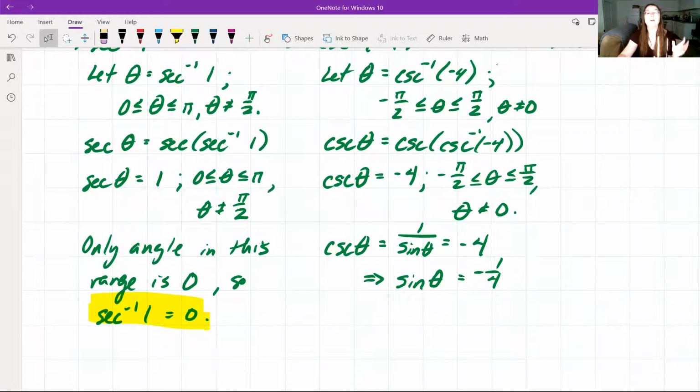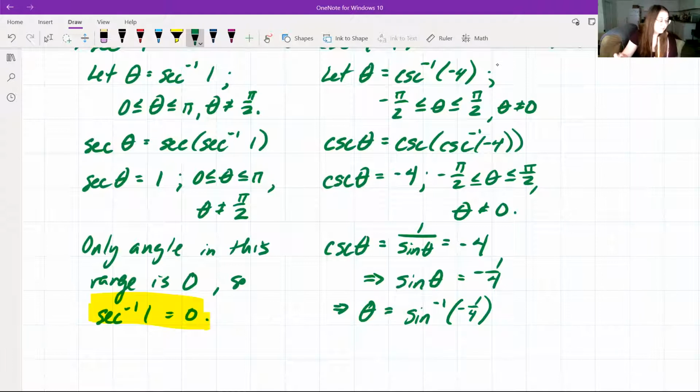So now that we have this, we want to backtrack a little bit because we want to find theta, remember? We don't know off the top of our heads, we don't have an easy, simple way to find out what values of sine of theta would give us -1 over 4. We're going to have to use a calculator. When we use our calculator, we have to input this as theta is equal to sine inverse of -1 over 4. So this is the value that we're going to have to put into our calculator.